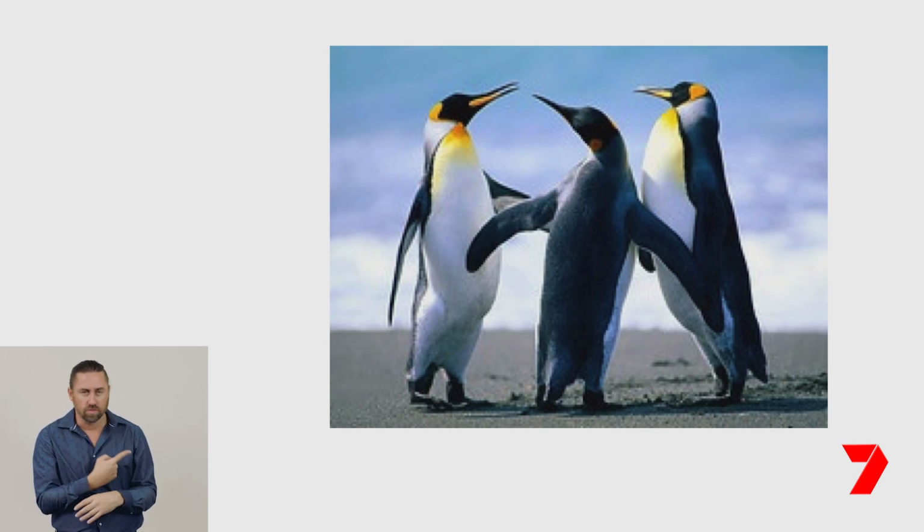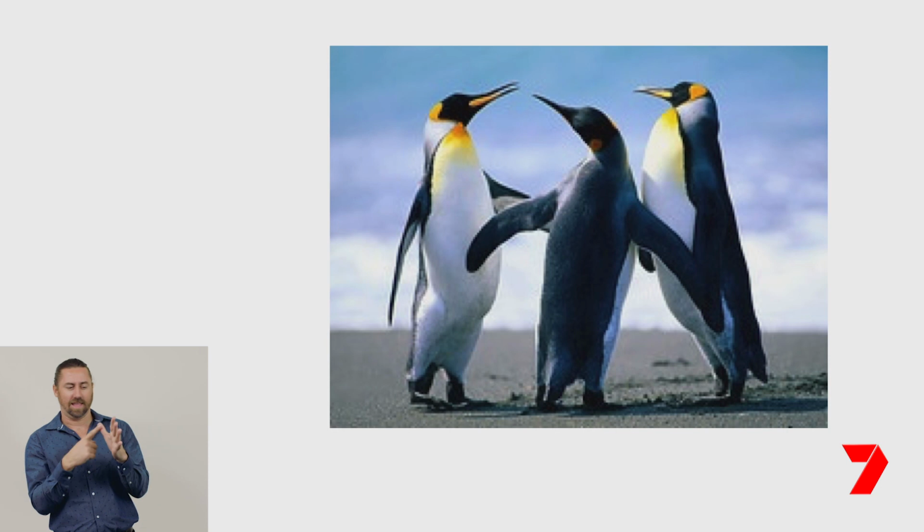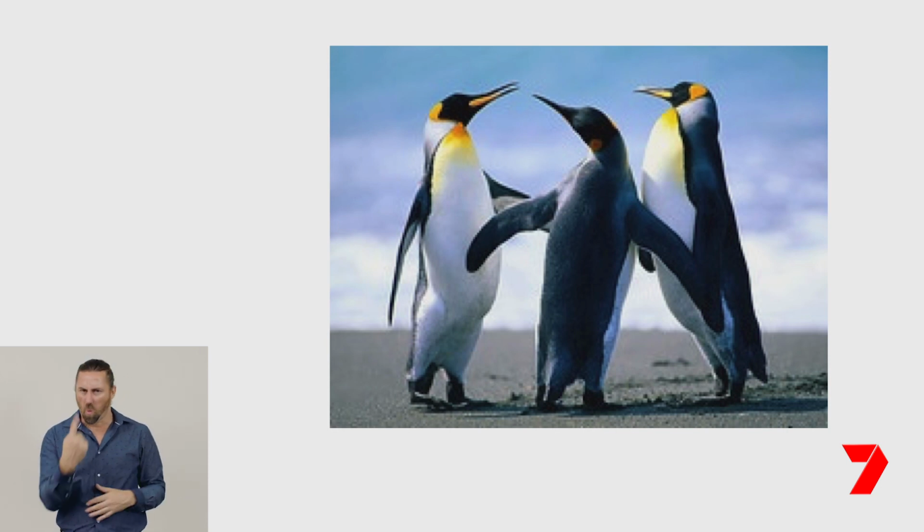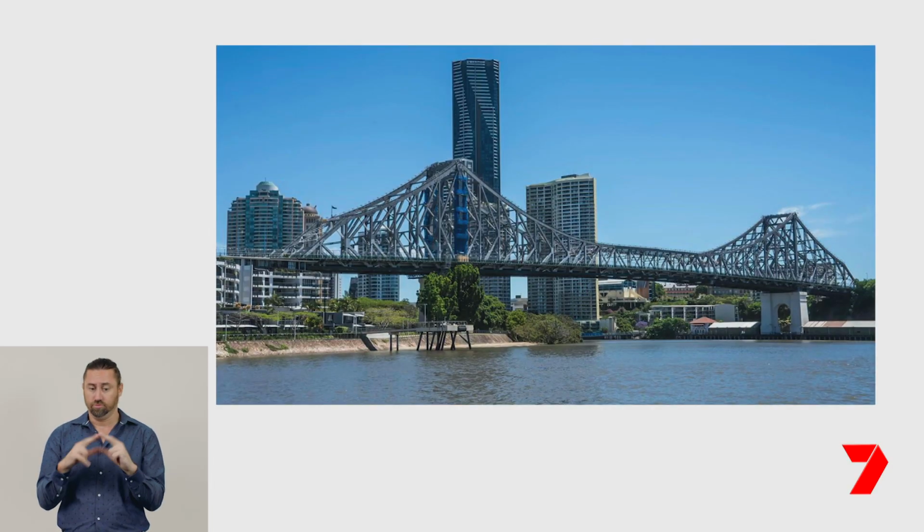It's definitely aesthetic symmetry. But what would happen if the penguin had one leg or one fin? Our penguins would be off balance and walking or swimming would be very difficult. So it also has functional reflection symmetry. Let's take a look at this picture of the Story Bridge in Brisbane. Does it have reflection symmetry?